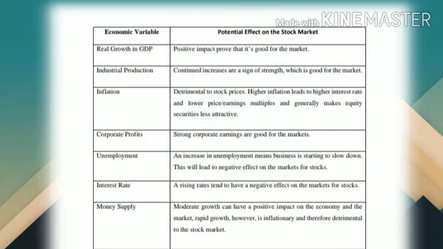These are the economic variables and their potential effect on the stock market. Real growth in GDP, positive impact, proof that it's good for the market. Industrial production, continuing increases are a sign of strength, which is good for the market. Inflation, detrimental to stock prices. Higher inflation leads to higher interest rate and lower price earnings multiples and generally makes equity securities less attractive.